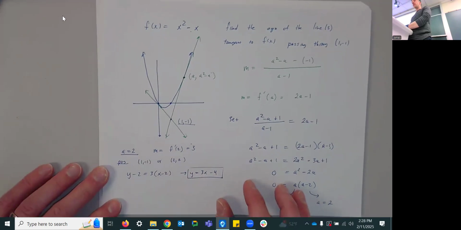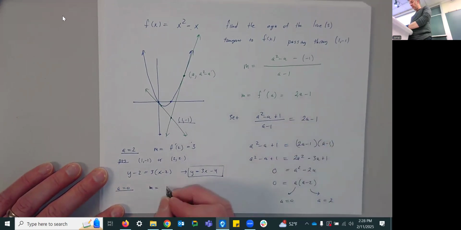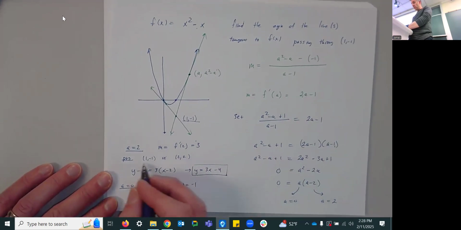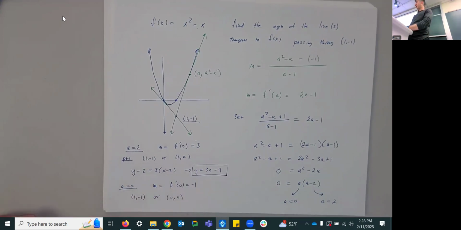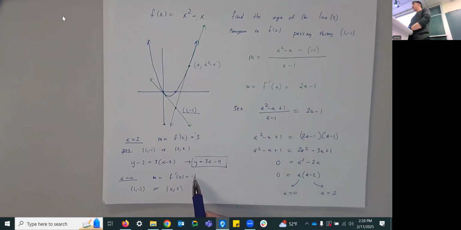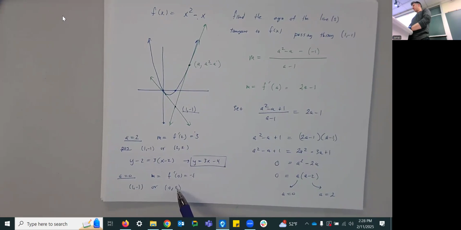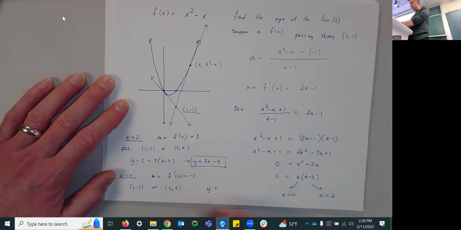And the other one, where a is equal to 0. If a is 0, our slope is going to be 2 times 0 minus 1, which is -1. And our points are going to be 1, -1 again, or 0, 0. I will point out again, the slope is exactly what we said it was, right? The slope is -1, and from that point to that point, you're going over 1 and down 1, the slope is -1. And then since I might as well use the easiest point here, my equation is just going to be y equal to -1 times x.